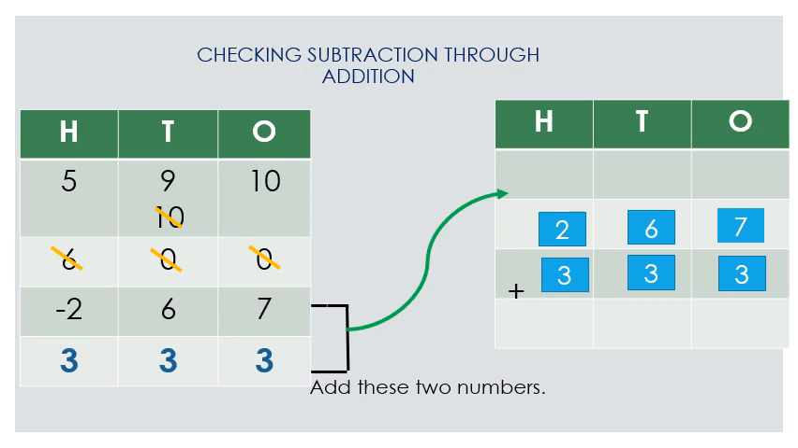Now first add the ones column. 7 plus 3 is equal to 10. Now add the tens column. 1 plus 6 plus 3 is equal to 10. Again add the hundreds column. 1 plus 2 plus 3 is equal to 6, so we get 600. So 600 is the number from where 267 was subtracted. This shows that our subtraction is correct.